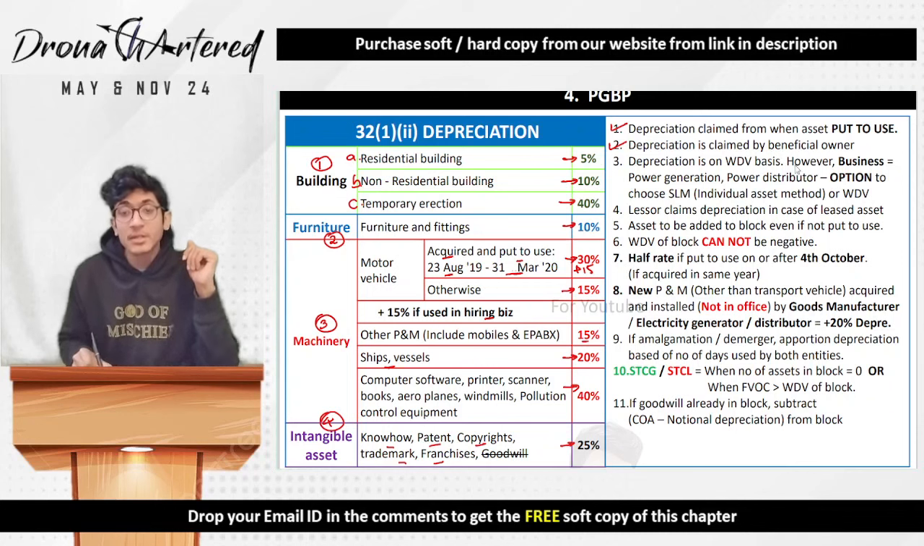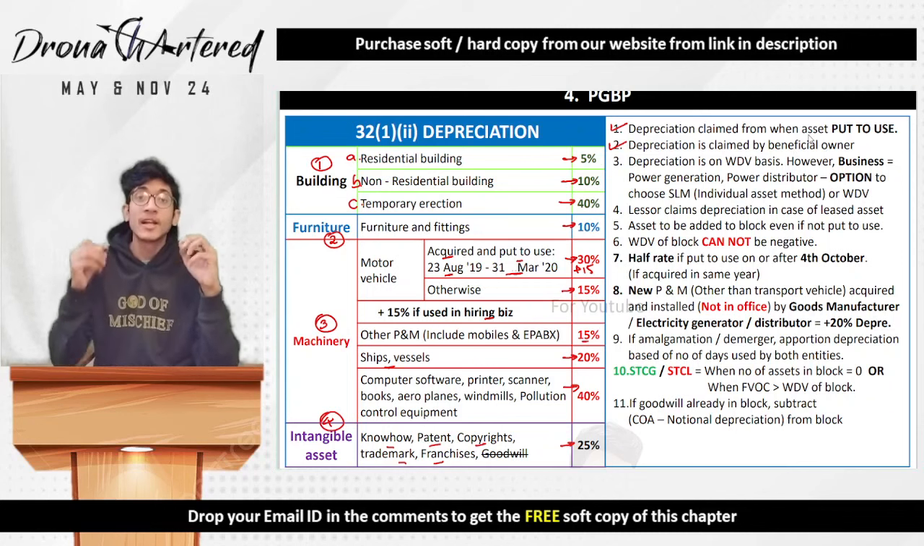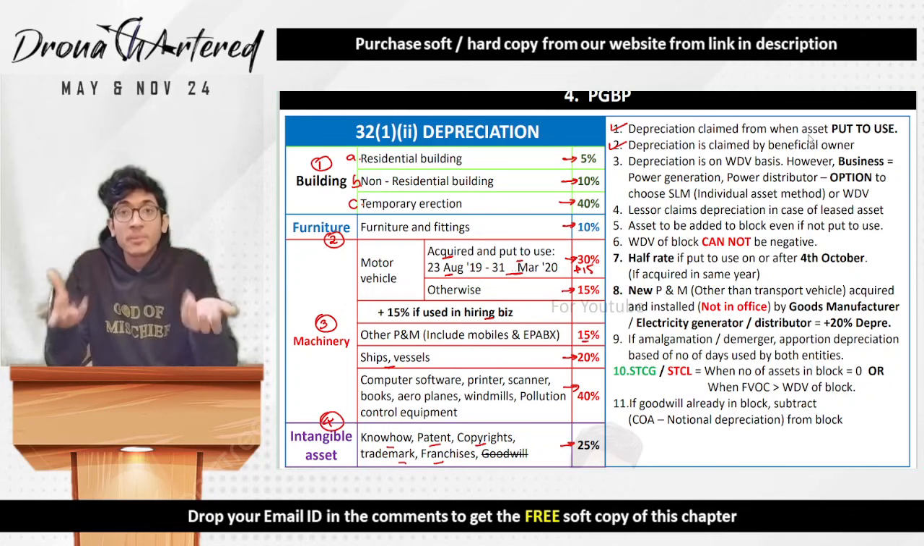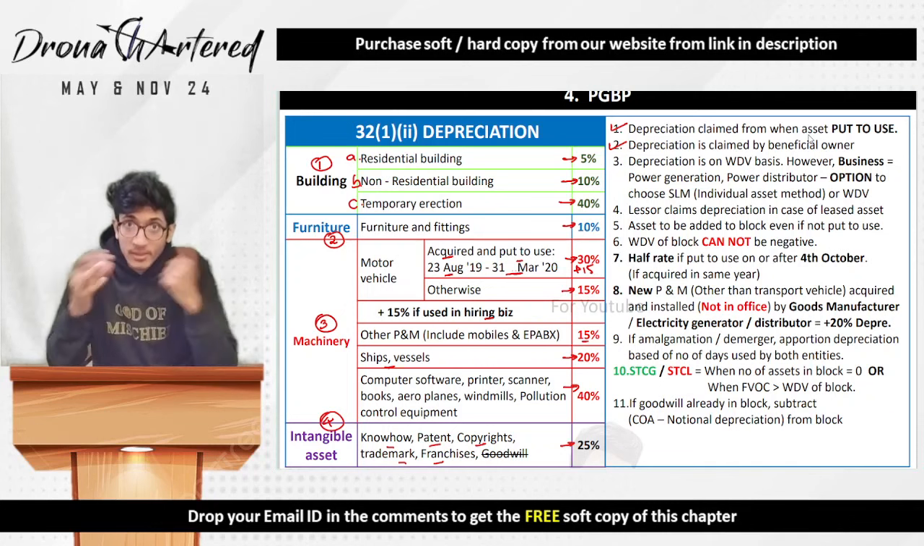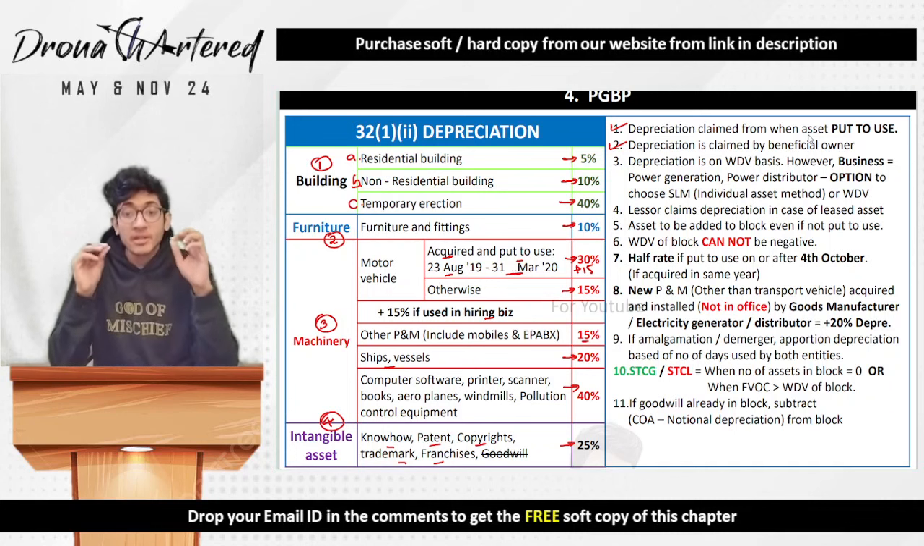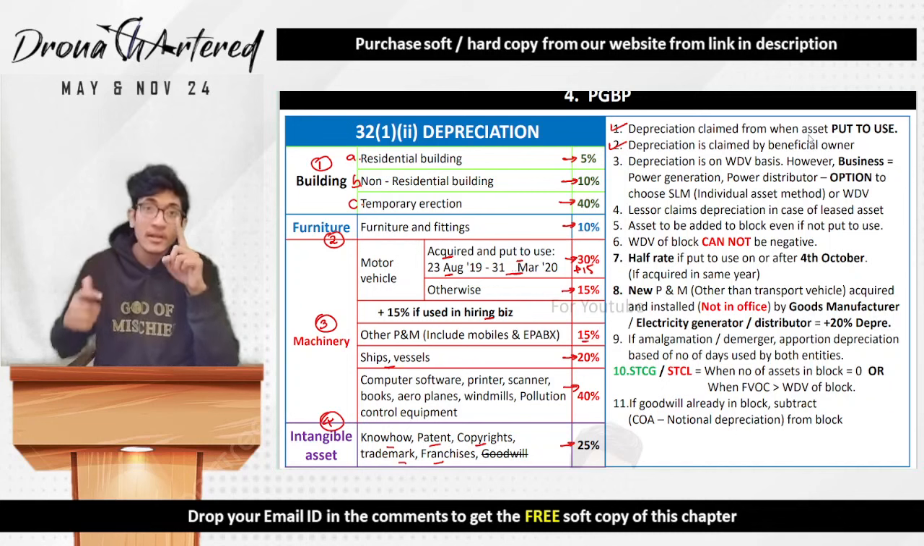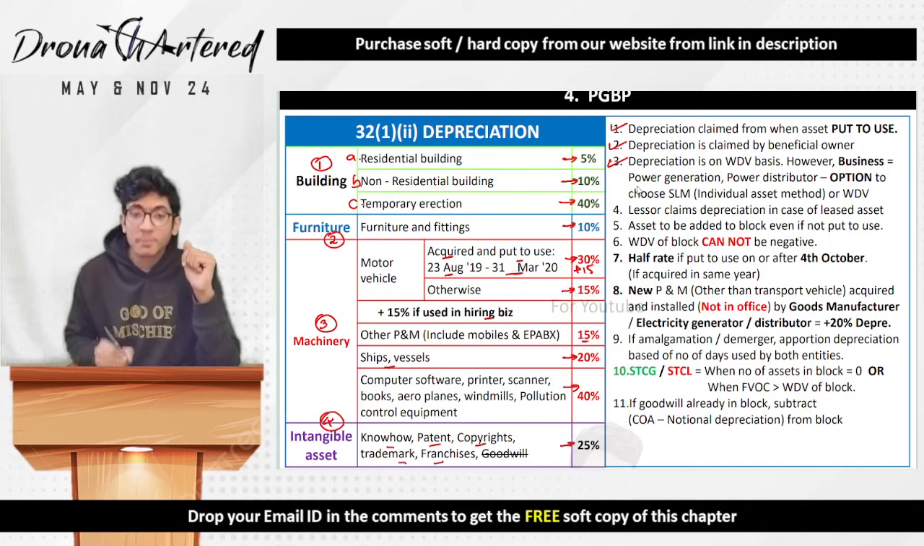Next is depreciation is claimed by the beneficial owner. That means, at times an asset may be purchased by someone but used by someone else. Say for example, it has been rented out. In such a case, the depreciation is claimed by the beneficial owner. That means whoever is deriving benefits from that asset is the person who will claim depreciation.